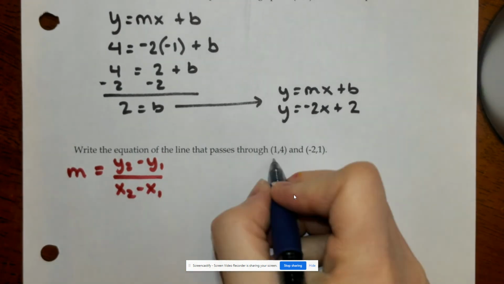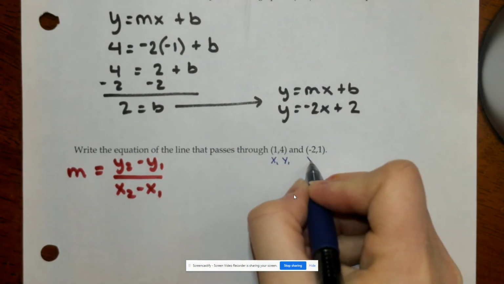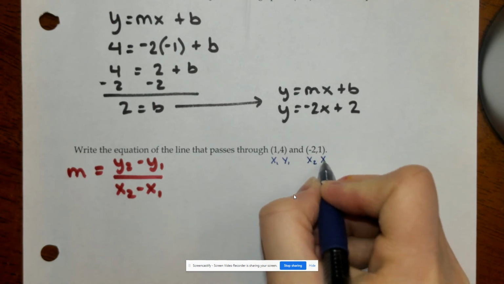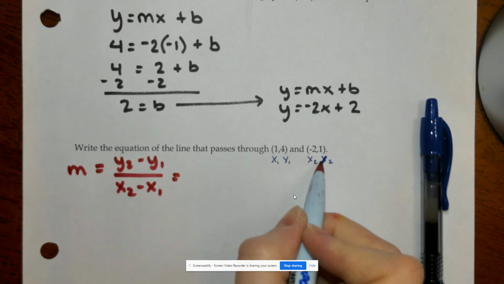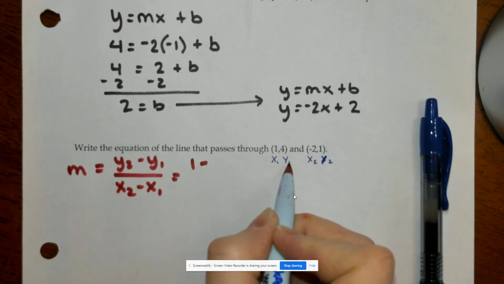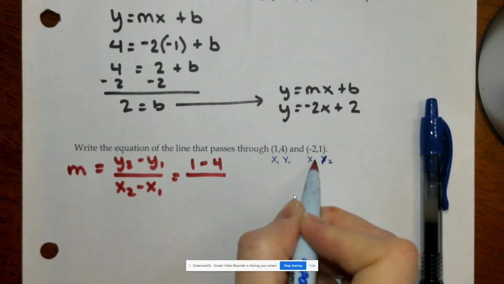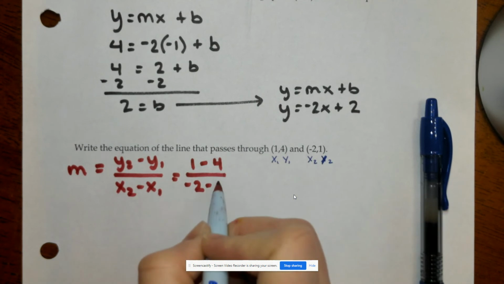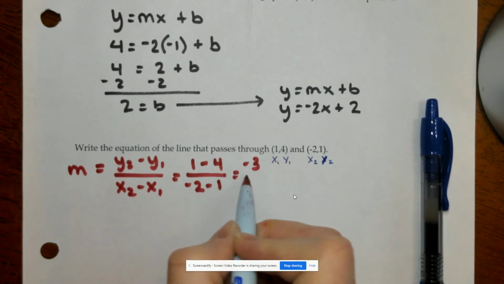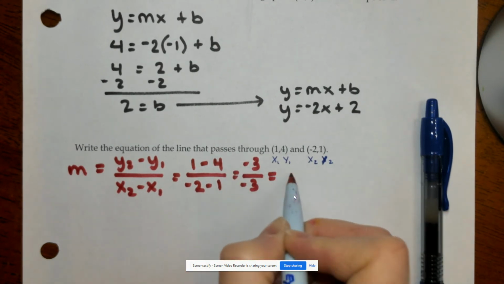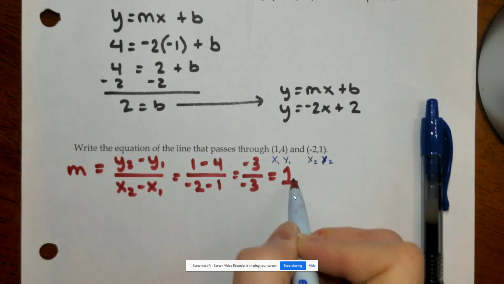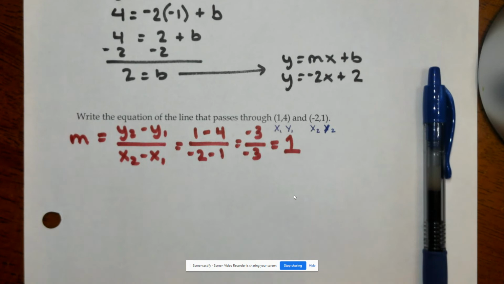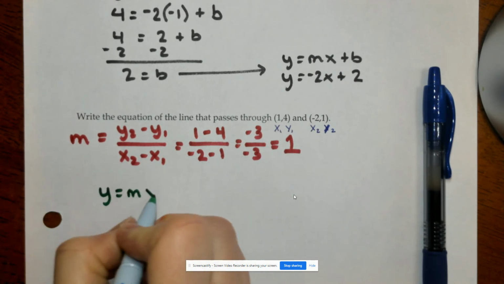So I might want to go through and say, here's my x1, here's my y1, here's my x2, here's my y2, and then I can plug those in. The y2 value is 1, minus y1 is 4, the x2 value is -2, minus the x1 value is 1. So -3 over -3, negative divided by negative is positive 1. So now we've got our slope. If we know the slope is 1, I can go back. y = mx + b.